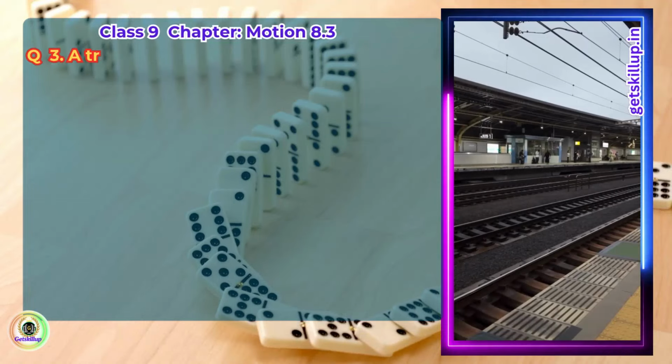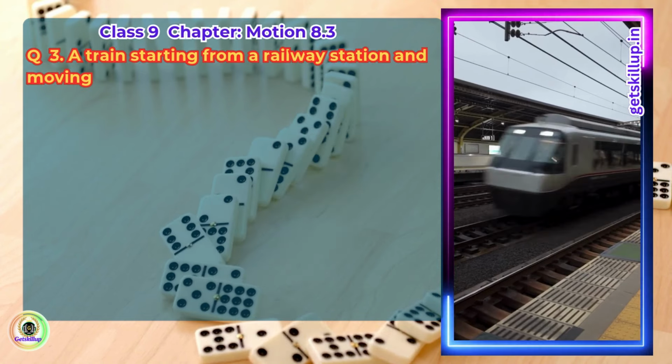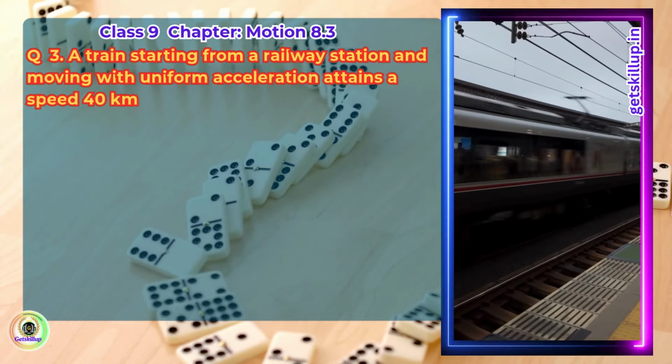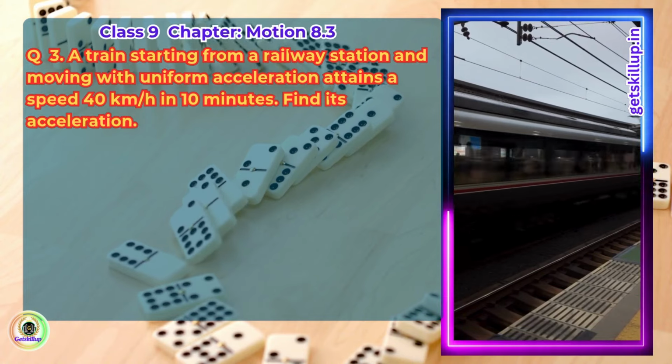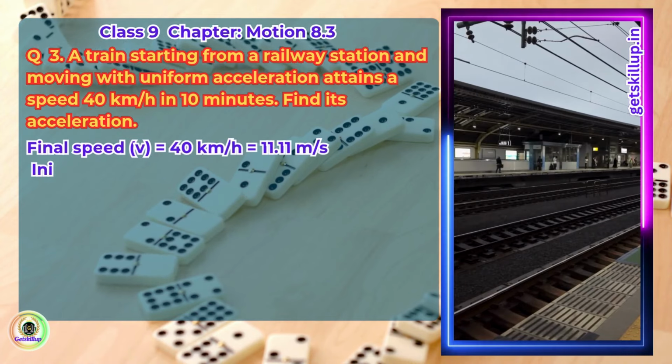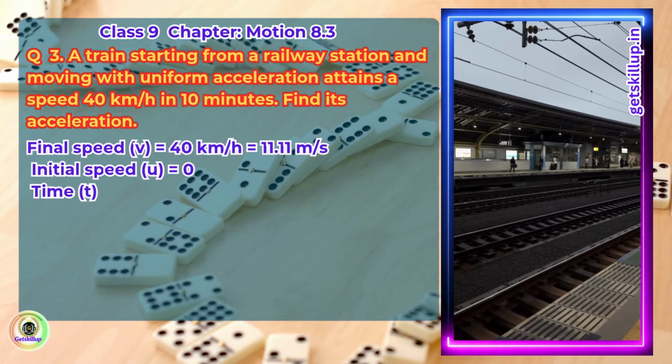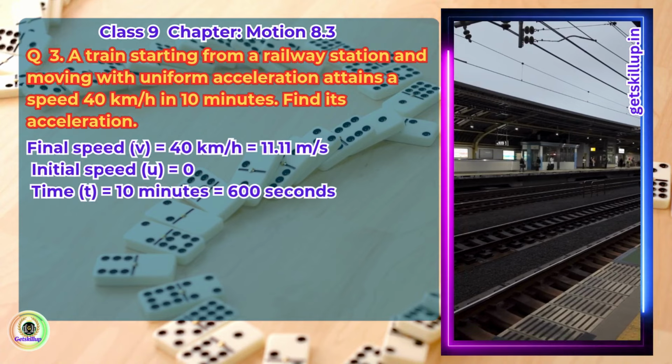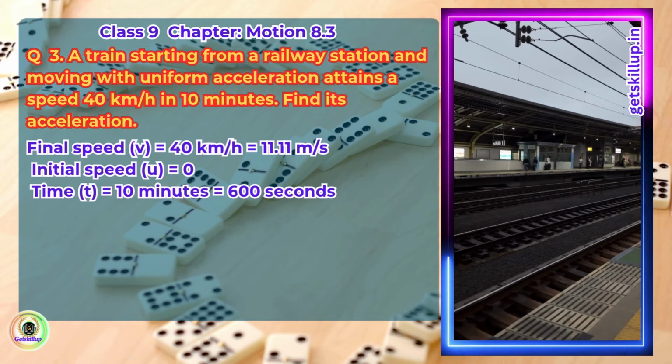Question 3. A train starting from a railway station and moving with uniform acceleration attains a speed of 40 km per hour in 10 minutes. Find its acceleration. Answer. Final speed v equals 40 km per hour, which is equal to 11.11 meters per second. Initial speed u equals 0. Time equals 10 minutes, which is equal to 600 seconds.